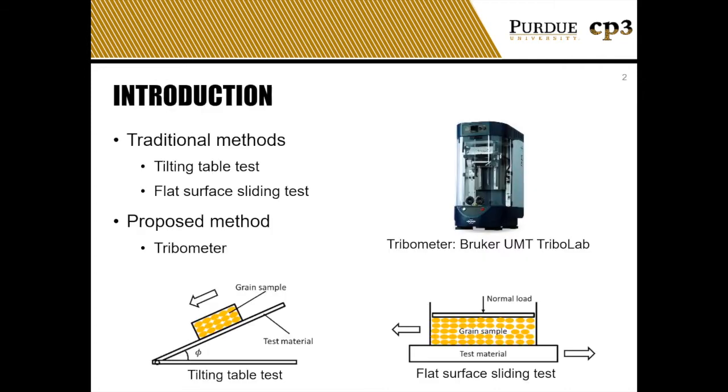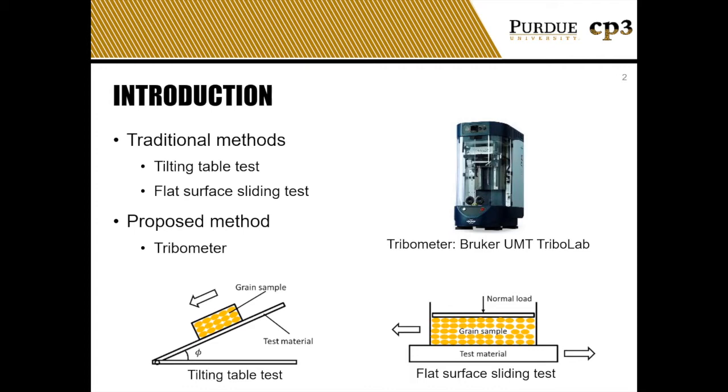In the past decades, a variety of friction test methods have been developed to measure the friction coefficients of green kernels, for instance, the tilting table test and flat surface sliding test. However, these tests generally use spot grain, which has the potential to roll during testing and affect measurements.